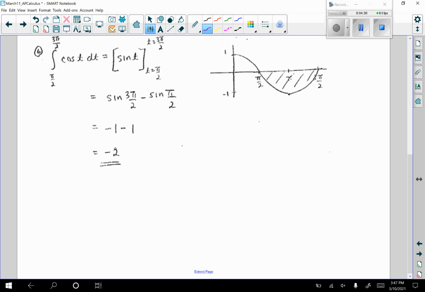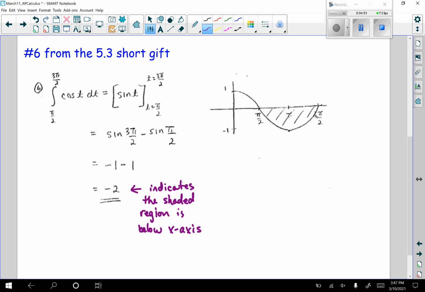So if our integral value turns out to be negative, then this indicates that the shaded region, or the area, is going to be below the x-axis. And that's why I also wanted you guys to sketch the graph, because we could clearly see here that the area bounded by the curve and the x-axis between pi/2 and 3 pi/2 sits below the x-axis.